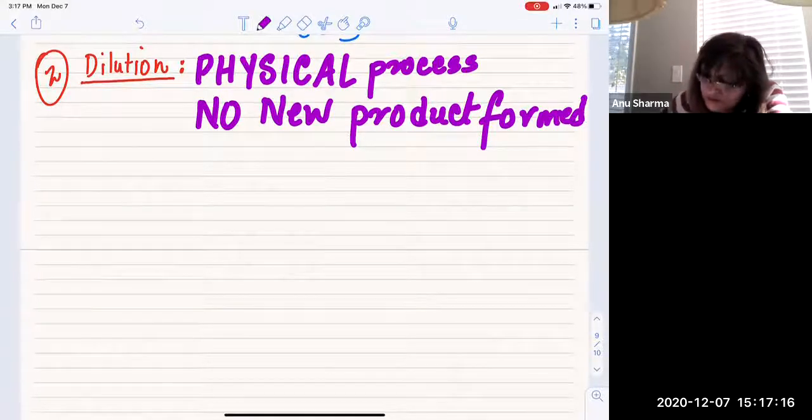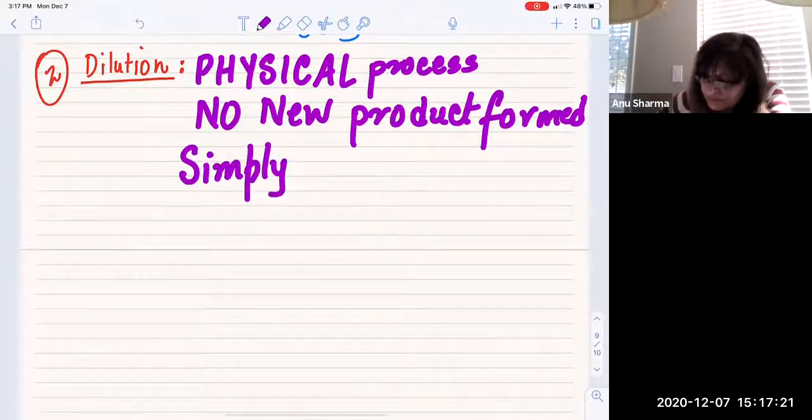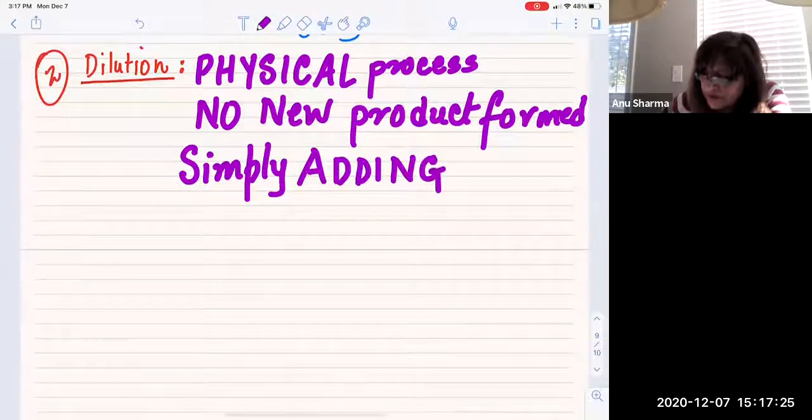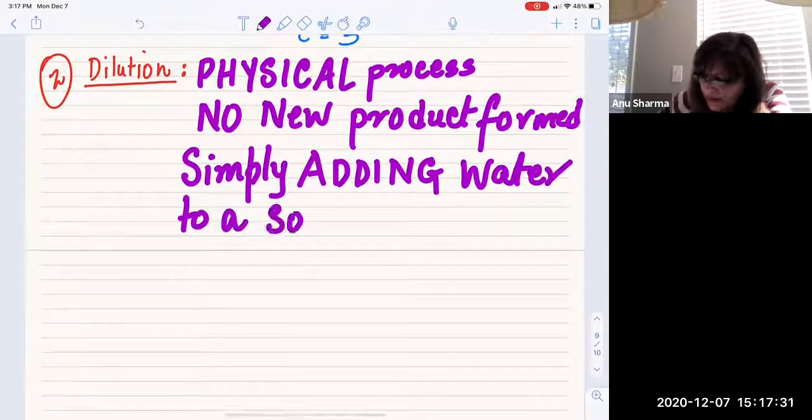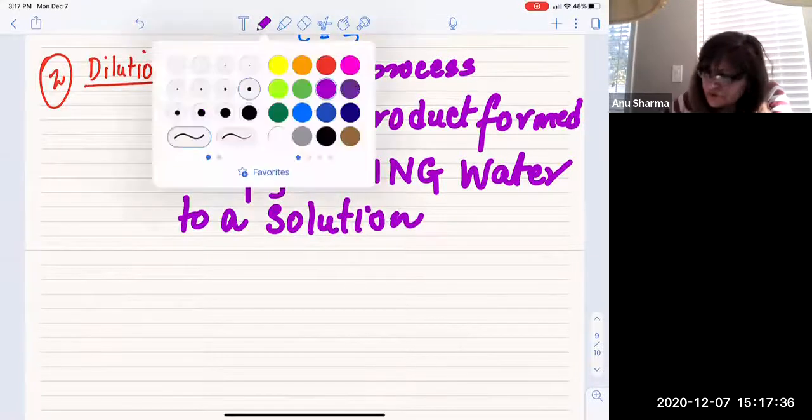And this is simply adding water. That's all it is. It's not even like you're bringing in another chemical. No, simply adding water to some solution. So that's what it is. Okay, so don't forget that.